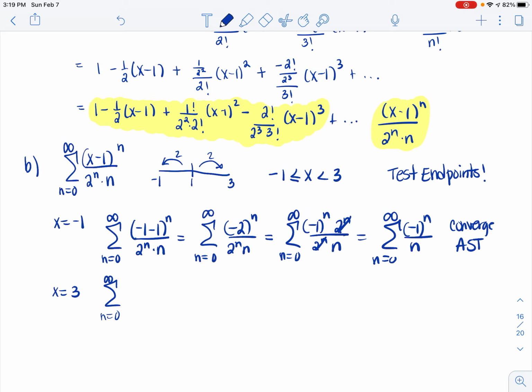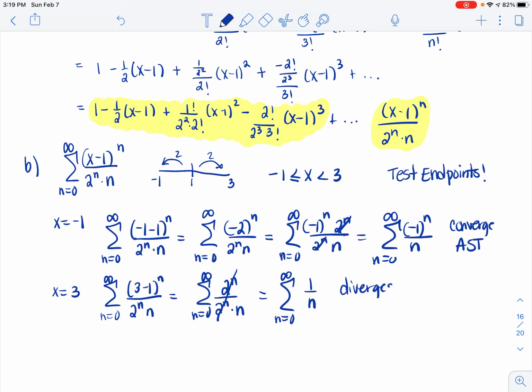Okay, then x equals 3. Sum equals n equals 1 to infinity of 3 minus 1 to the n, all over 2 to the n times n. So sum equals n equals 0 to infinity, 2 to the n, all over 2 to the n times n. As I cancel out those 2 to the n's, I end up with the sum from n equals 0 to infinity of 1 over n.